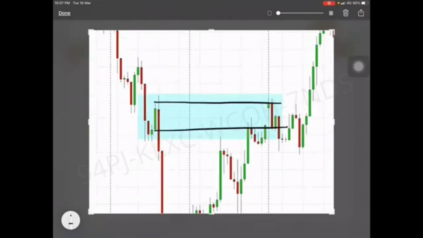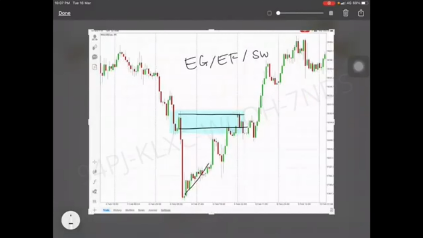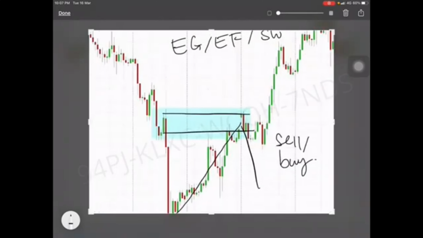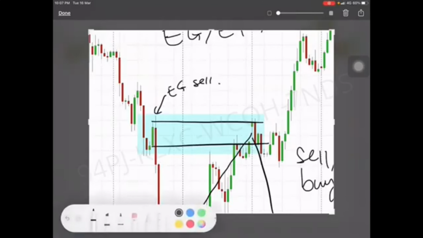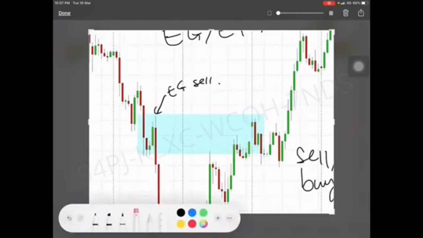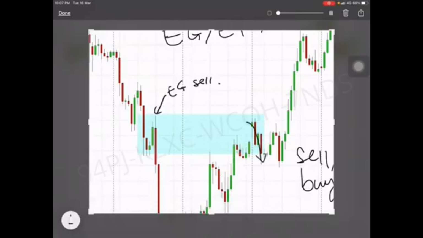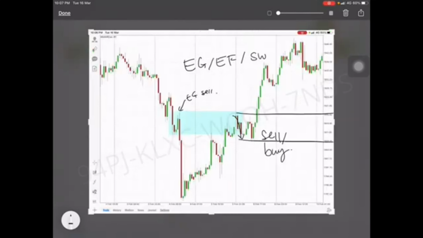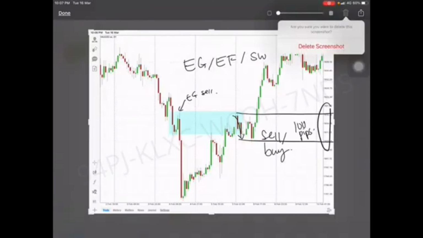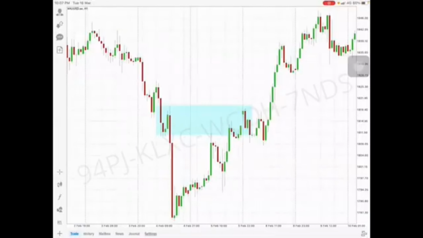So when the price comes here, what are we looking for? Are we looking for sell or buy? Buy. Why buy? Engulfing sell, so we are looking for sell. If you look at it, the price rejected, and this is around 100 pips. Okay, I'm going to find you some more examples.